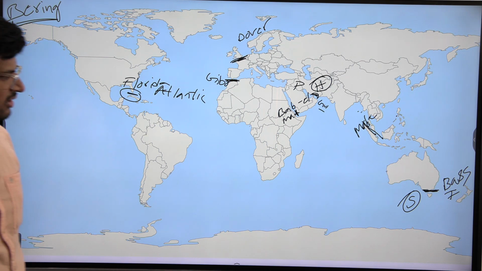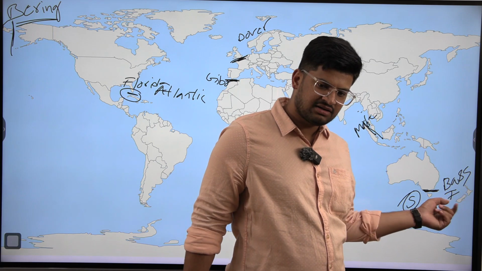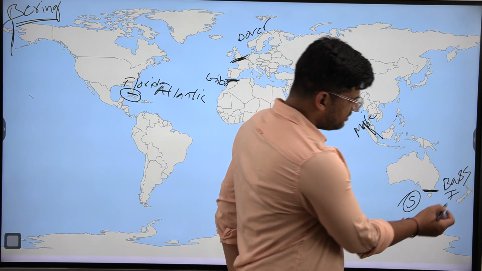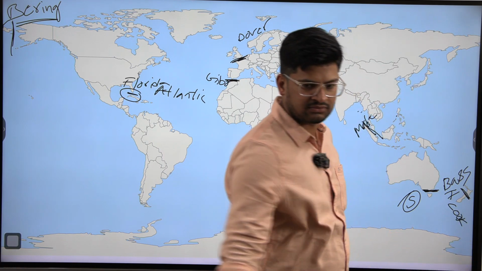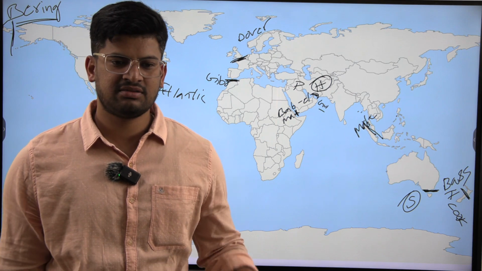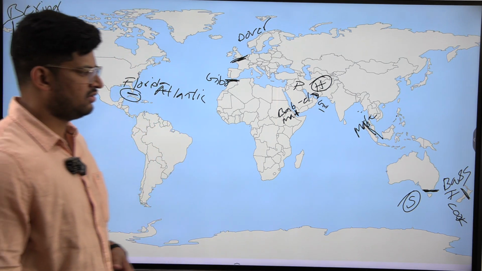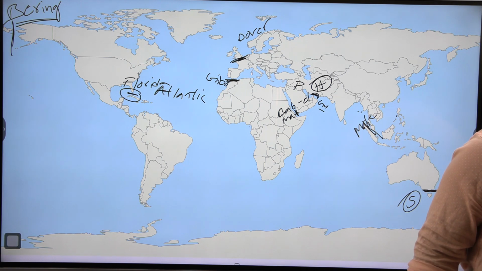Okay, and similarly, one more last. Can you see New Zealand here? Yes. Two groups of islands, and in between there is a strait called Cook Strait. Cook Strait. Okay, these are important straits of the world. Strategic straits also.